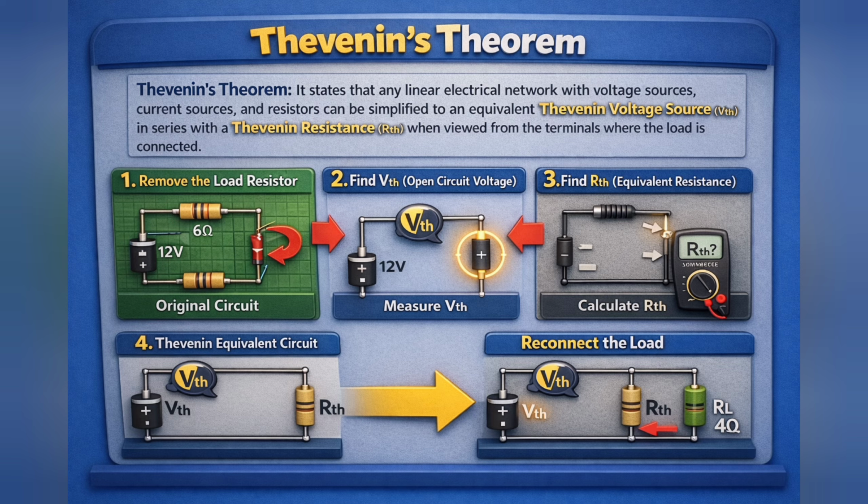Fourth, the Thevenin equivalent circuit: V Thevenin, R Thevenin, 2 ohms. Reconnect the load. V Thevenin, R Thevenin, and R load, 4 ohms.